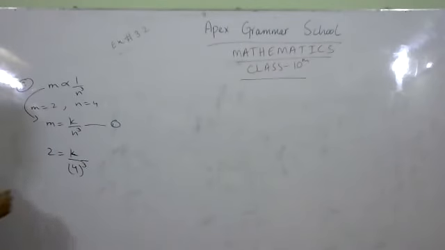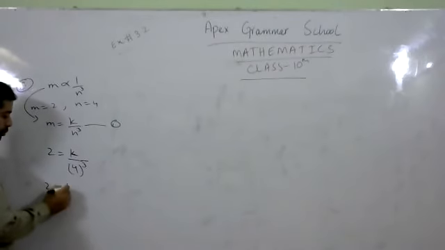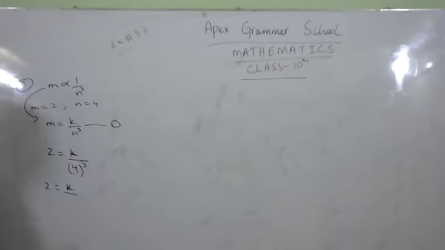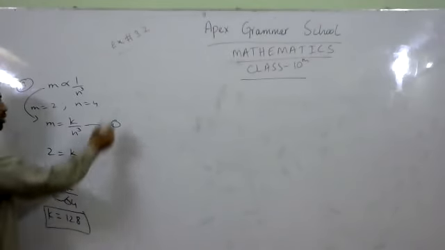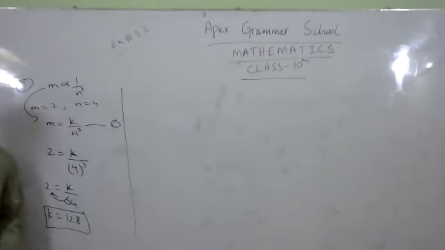4 cubed is 4 fours are 16, 16 fours are 64. This 64 will multiply by this 2, so k is equal to 128. So we are done with this value of k.